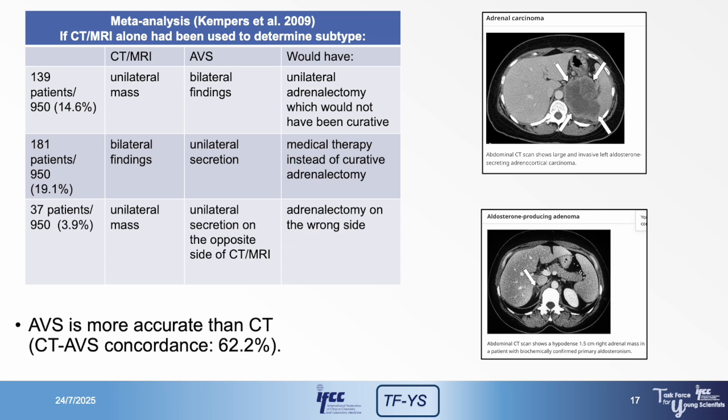19.1% would have been offered medical therapy instead of a curative adrenalectomy, and 3.9% would have undergone adrenalectomy on the wrong side. These observations highlight the importance of performing AVS in most patients to distinguish between unilateral and bilateral adrenal aldosterone hypersecretion.